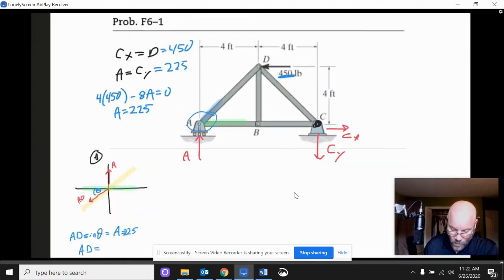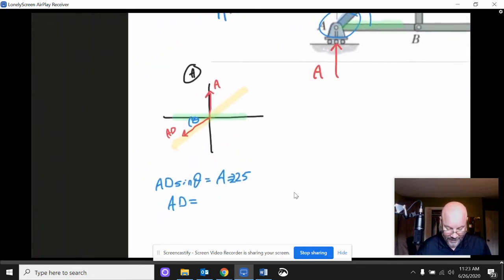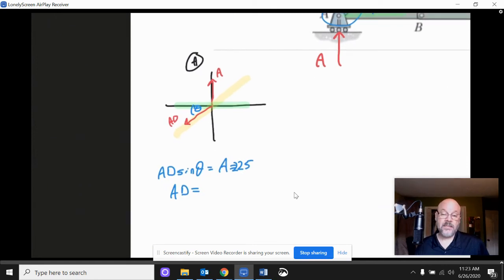Let me pull it way down there. There's our angle right there. And this is 4, and this is 4. So I've got an isosceles triangle there with 45-degree angles. And anyway, once you carry out the math, put in sine 45, what you get is 318.2. So that's what we got for AD. And we figured out its direction.